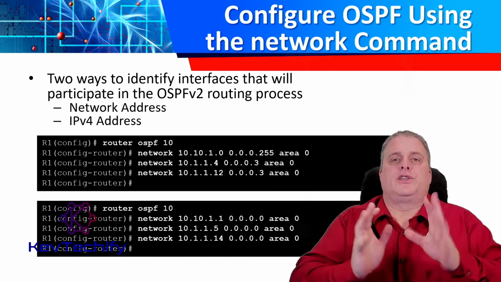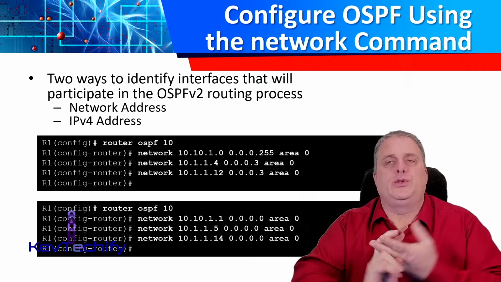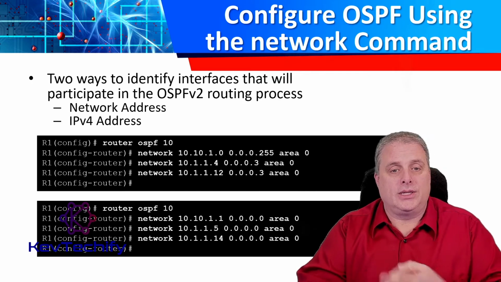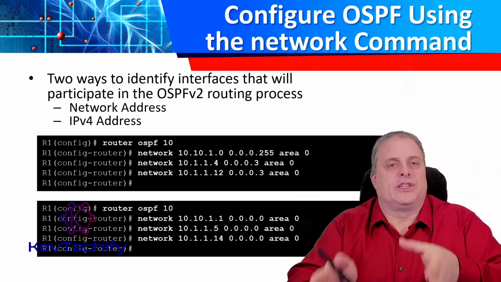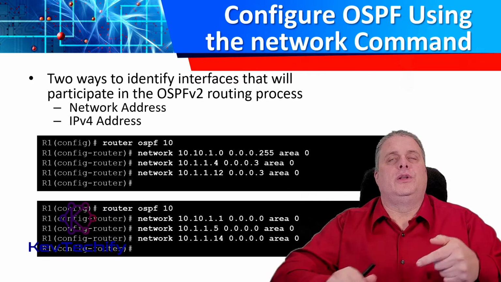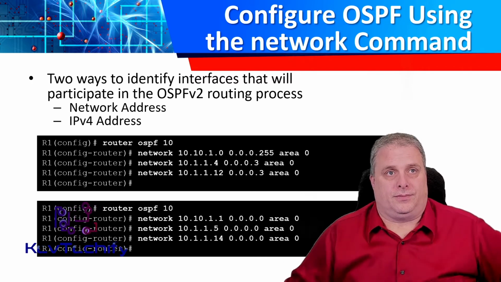When we configure OSPF using the network command, there are two ways we can do that. We can either specify the network address, and that network address has to include the IP address of the interface you want to run OSPF on, or you can include just the IP address of that interface.